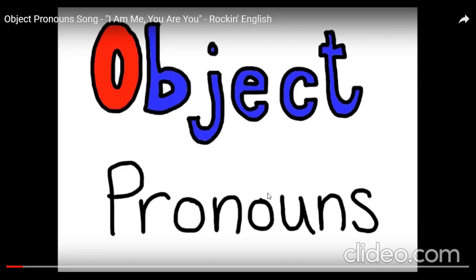Okay, so listen to this song and you have to repeat it so many times. It helps you to remember object pronouns. So let's get started.